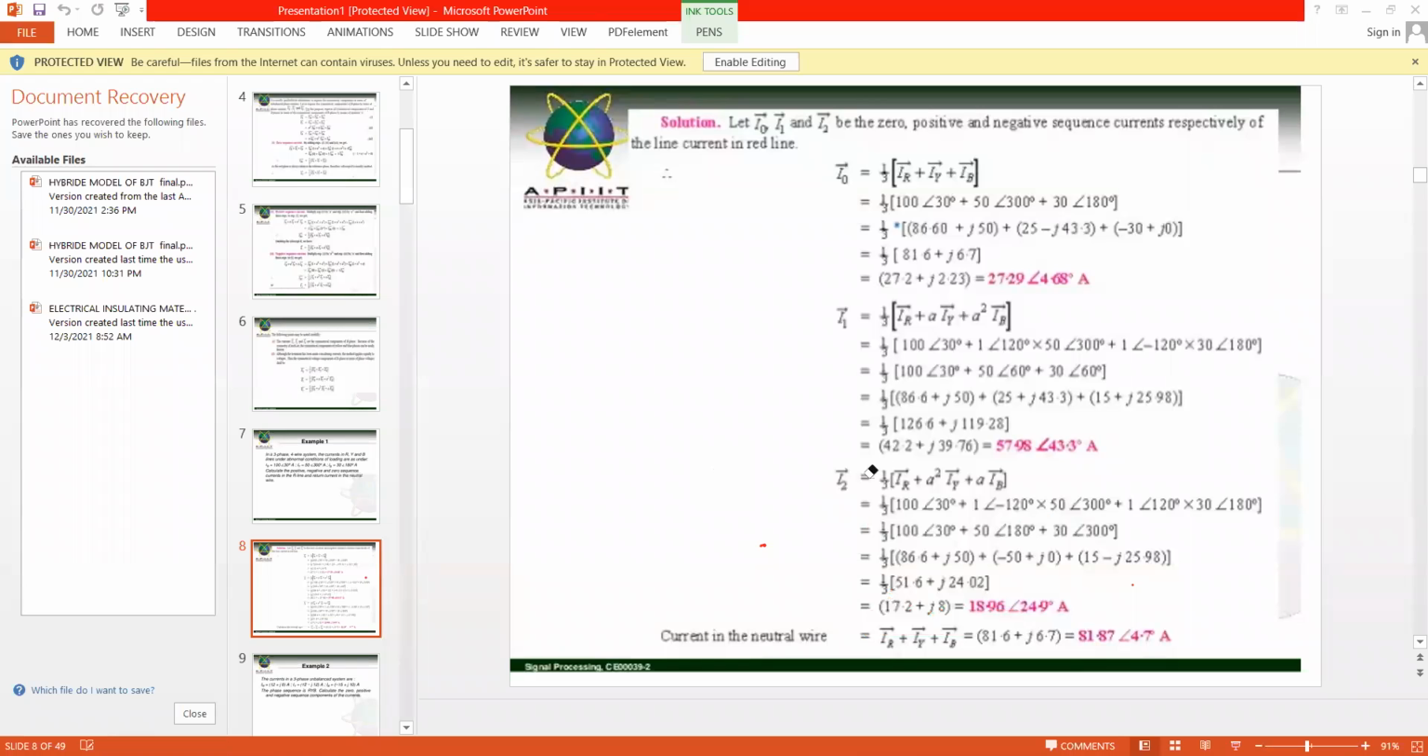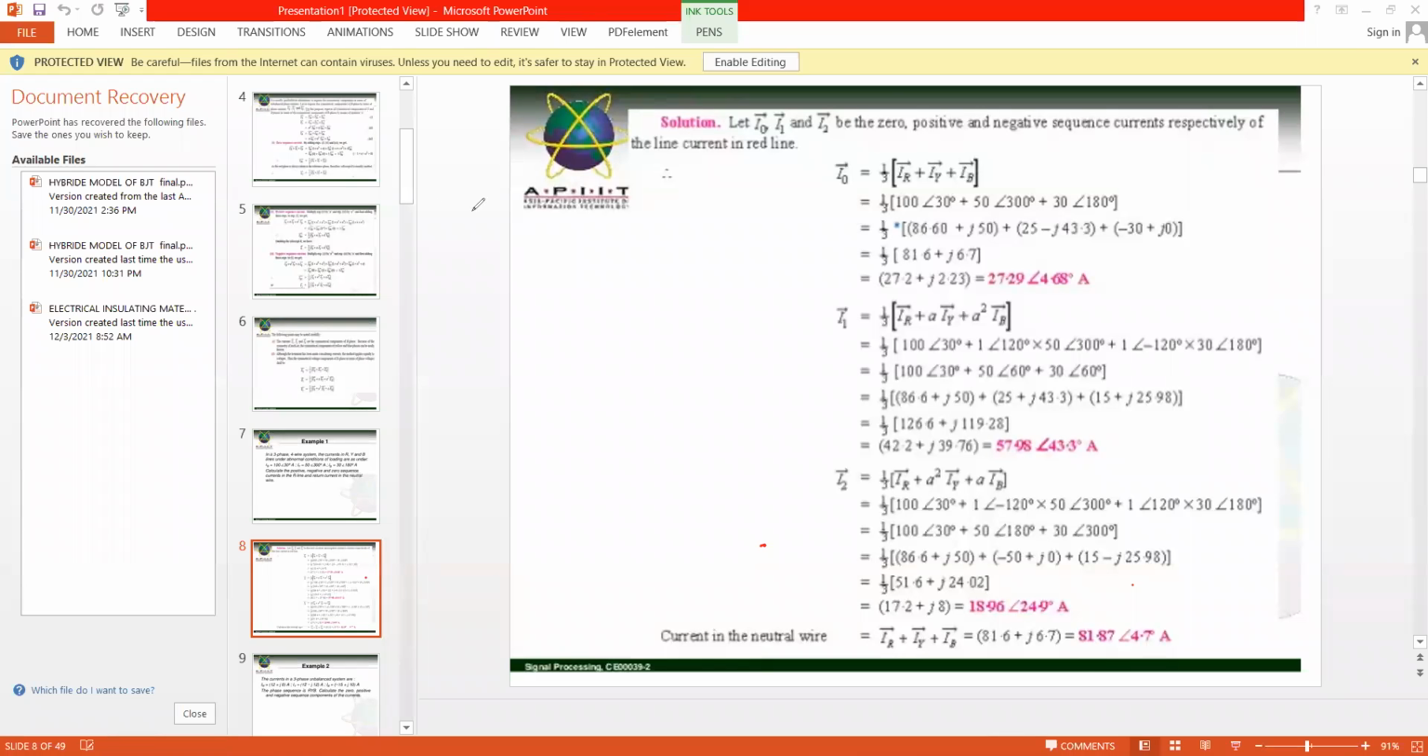So next, for solving this type of numerical, we have to memorize, or just identify, the expressions of the positive sequence, negative sequence, and zero sequence of R phase, positive sequence, negative sequence, zero sequence of Y phase, and respectively of B phase. Okay, that we have to memorize, or that we have to identify.